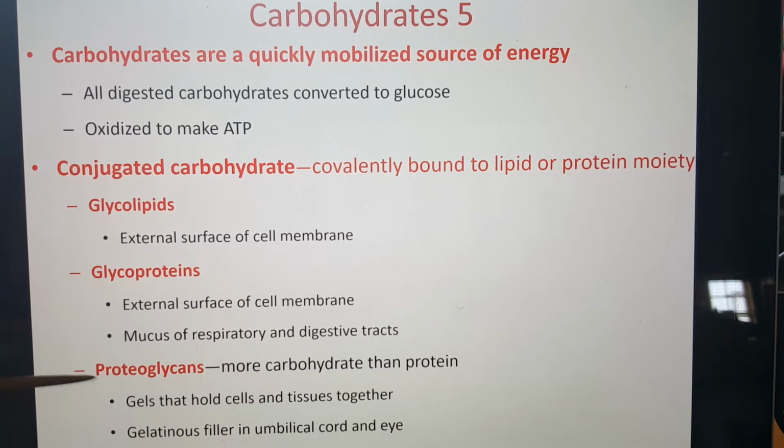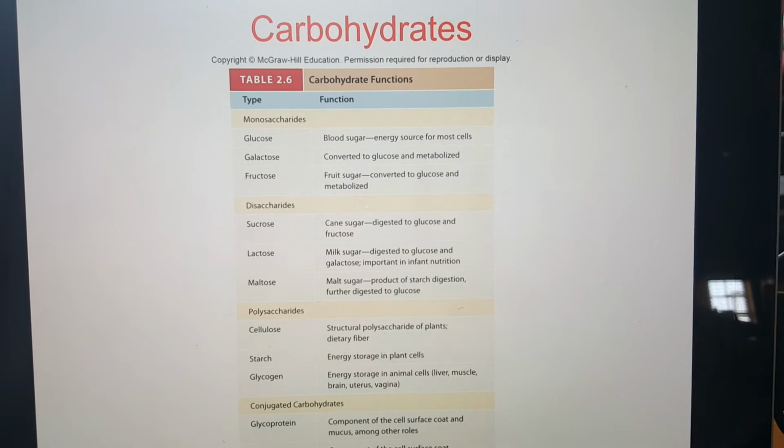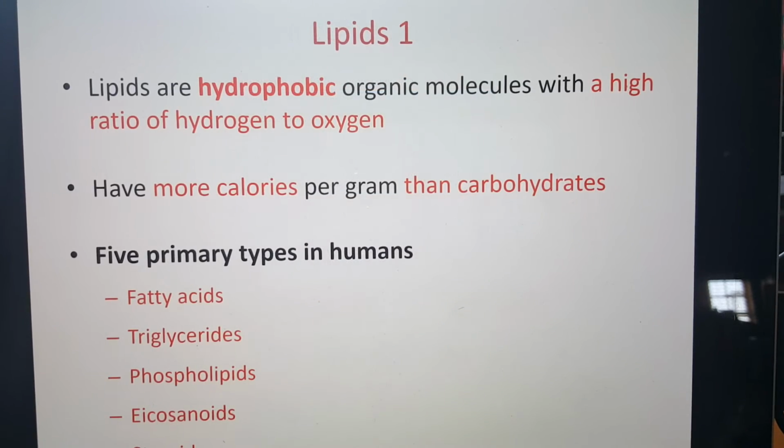Proteoglycans, which is mostly protein and then a little bit of carbohydrates, and that's also another structural situation in our body. Okay, so this is going through all those different carbon organic molecules, those carbohydrates that we just mentioned.